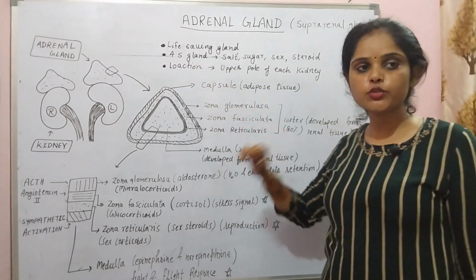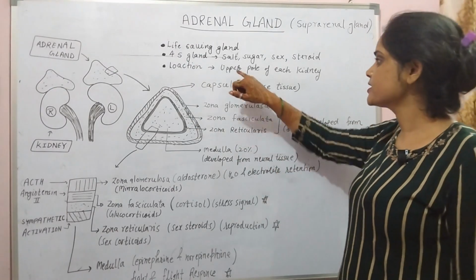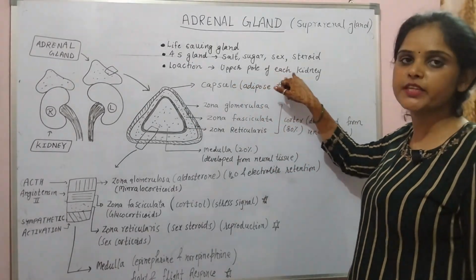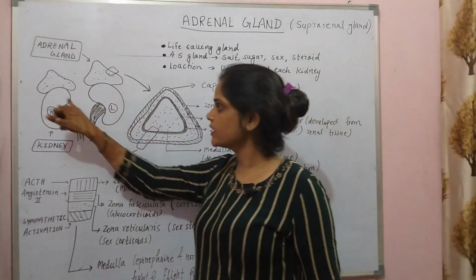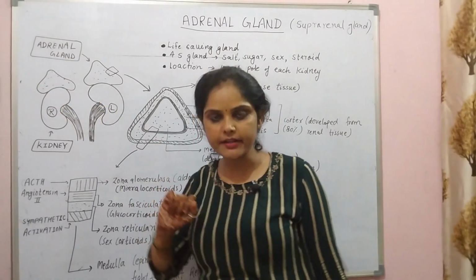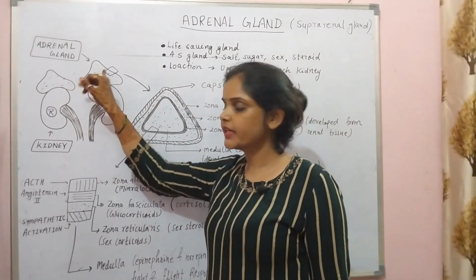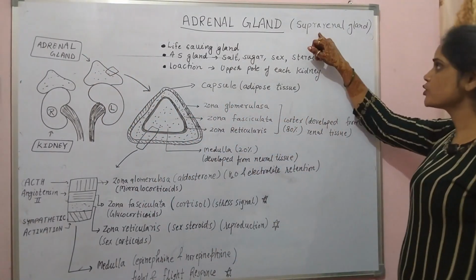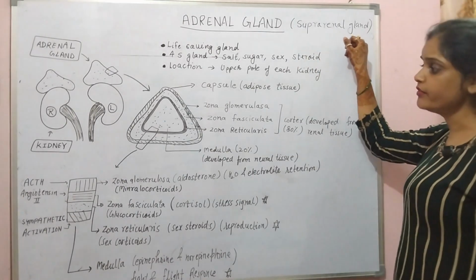Now where is this adrenal gland located? It is located on the upper pole of each kidney. So these are the kidneys. On its upper pole a gland is situated, known as the adrenal gland. Because it is situated on the upper surface of the kidney, that's why we say it a suprarenal gland. The gland which is present on the upper surface of the kidney.